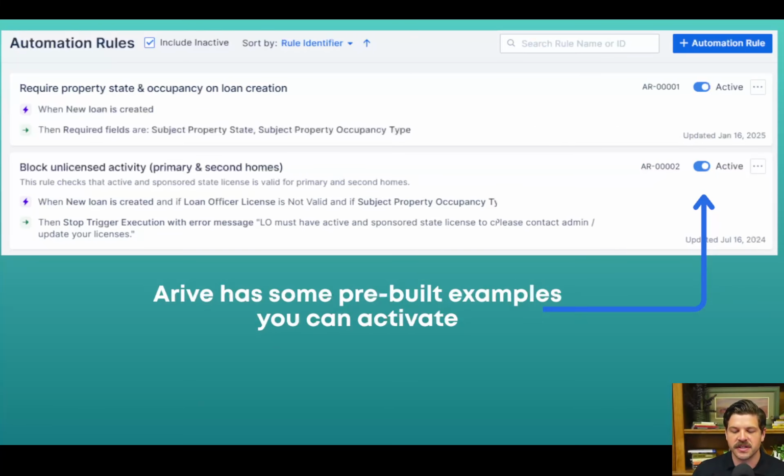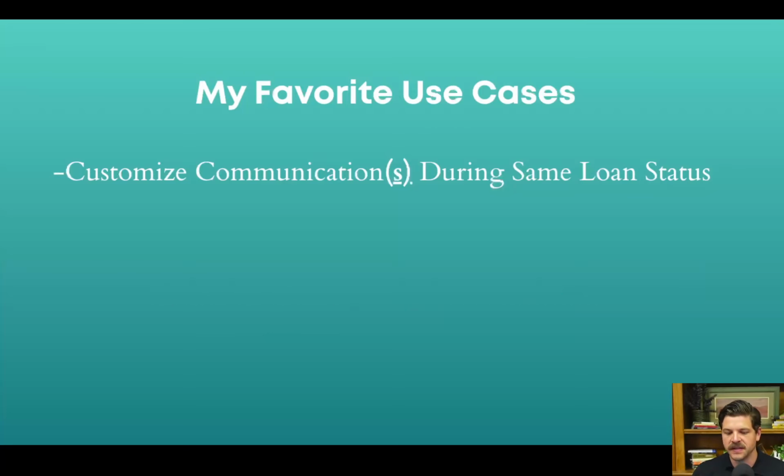When you click on the automation rules button, it's going to look something like this. Arive has pre-built examples for automation rules, and these ones are basic. They help you block unlicensed activity or put in information when you're creating a loan. And if you want to create an automation, you just click this top right plus automation rule button. So that's who can use it.